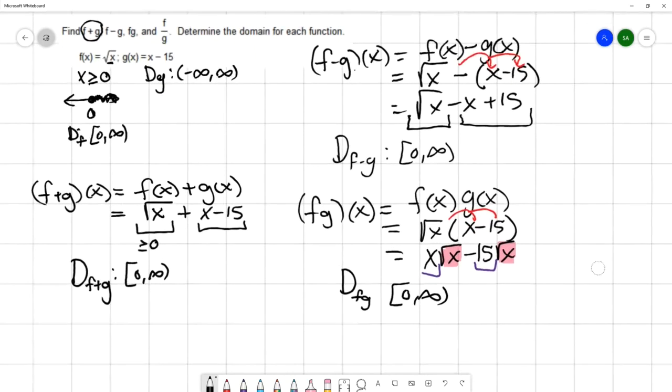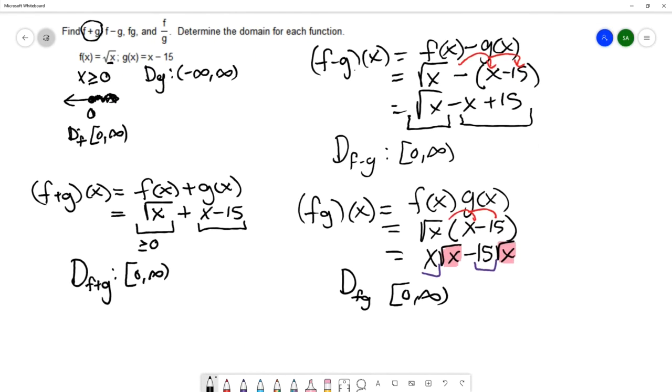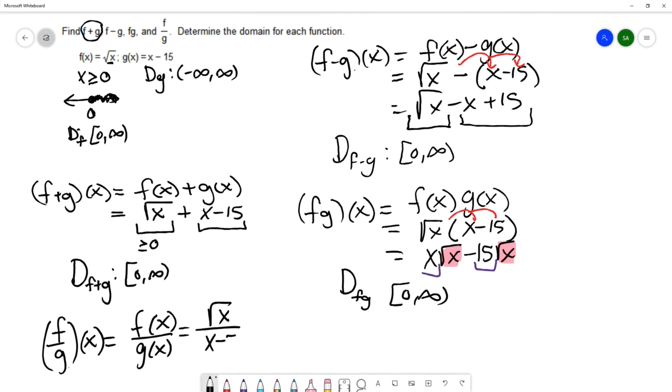So we've got one more to go. That's f over g of x. We're going to construct that by doing f of x divided by g of x. And f of x is square root x, and g of x is x minus 15. There's not really much we can do to simplify this expression, so we're going to leave it.